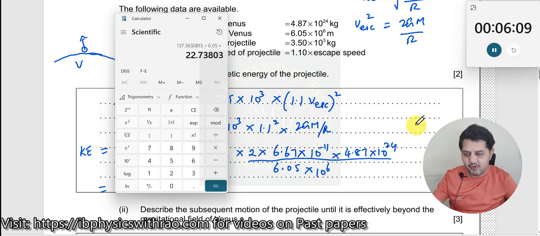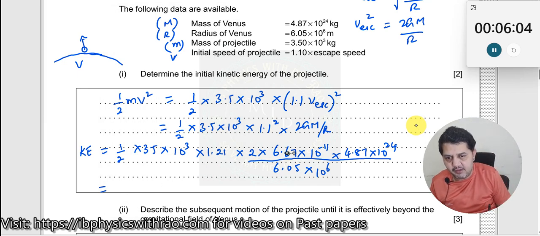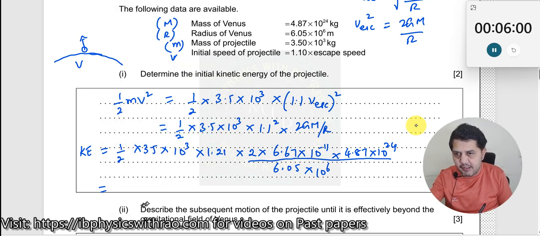I get the answer 22.73. I have just taken only the values, that is the numbers, the decimals and all those, not the powers. So what is the answer I get? I get 22.73.